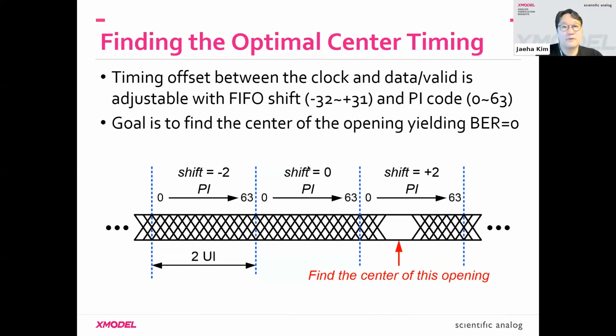Another calibration we have to perform is finding the optimal timing. So you're adjusting the timing between clock and data, or clock and valid. There are separate steps for doing these calibration. As I said earlier, these timing offsets between clock and data, and clock and valid, are adjustable by controlling the amount of shift through the FIFO. It can support both the positive shift and the negative shift, and also adjusting the phase interpolated code ranging from 0 to 63.